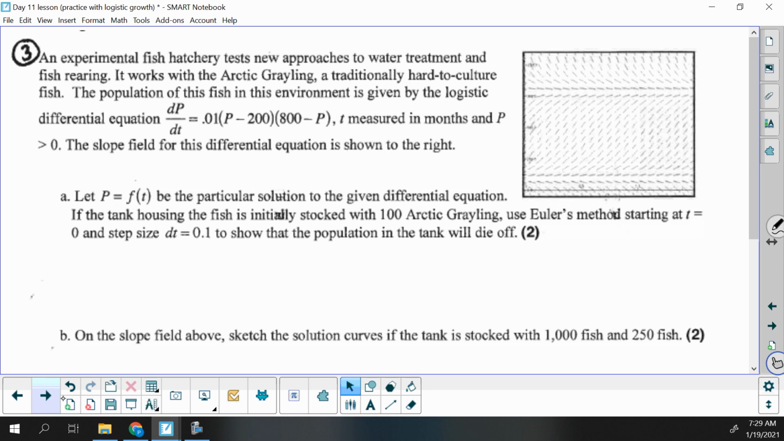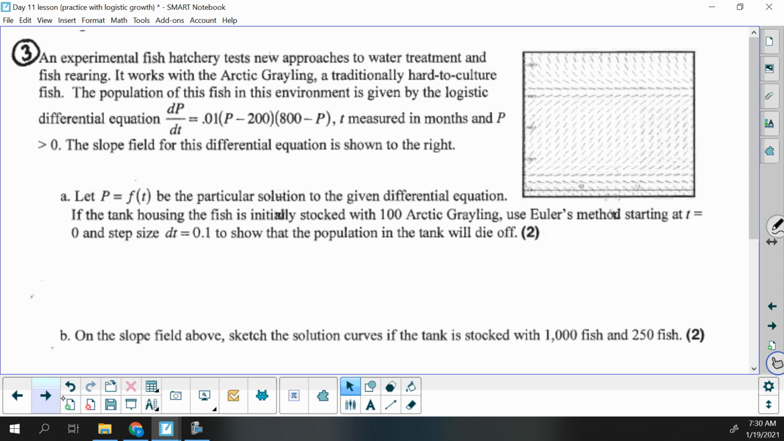So an experimental fish hatchery tests new approaches to water treatment and fish rearing. It works with the Arctic grayling, a traditionally hard to culture fish. The population of this fish in this environment is given by a logistic differential equation that's given there. T is in months, P is always greater than 0, our population, and we've got a slope field given for it.